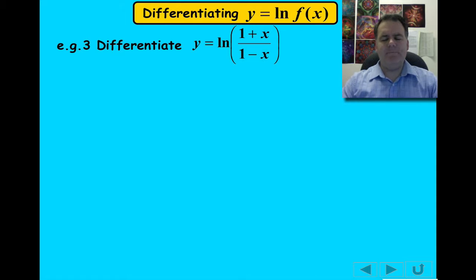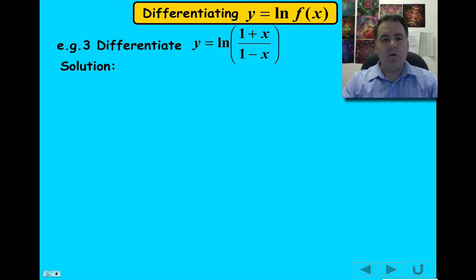Okay, let's look at this one. Now, ln, oh gosh, this could be really tricky if we try and do it using that formula. 1 over everything in there times the derivative of that, and to get the derivative of that, we're going to have to use the quotient rule. It's a bit of a nightmare.